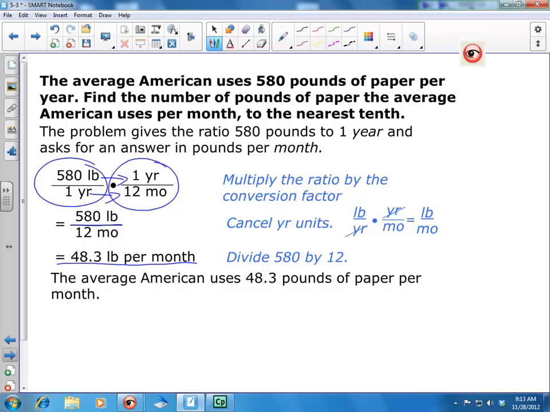Okay, and again, most of you guys, some of this work looks confusing because in the past you said, well, 580 pounds per year, I know that there's 12 months in a year, why don't I just divide 580 by 12? Well, that's essentially what we did. Yeah, there were a few more steps involved, and the reason why I showed it to you this way is because in the future, whenever we have big problems, it's important to do it this way.